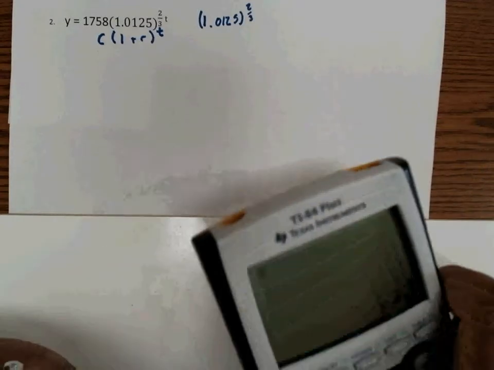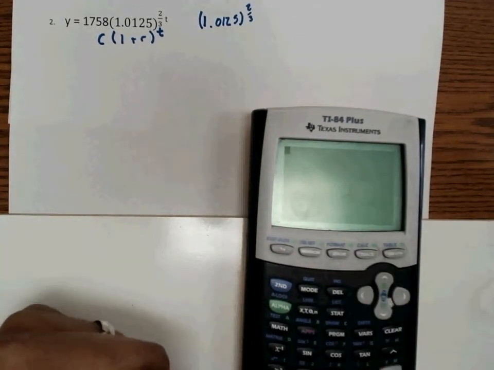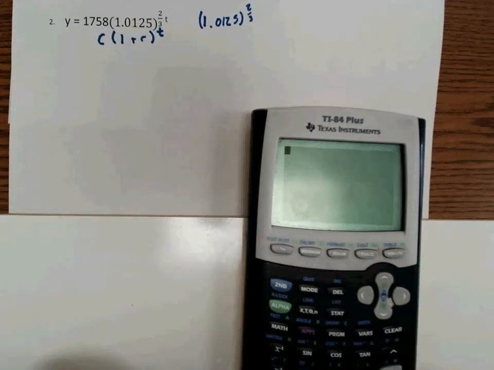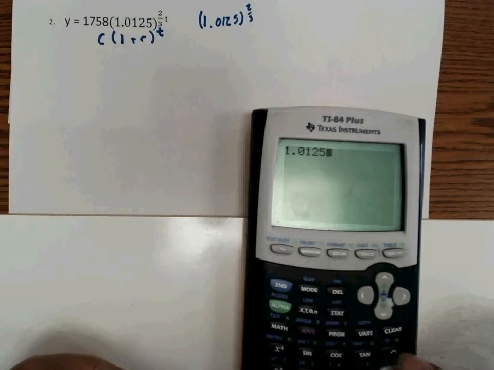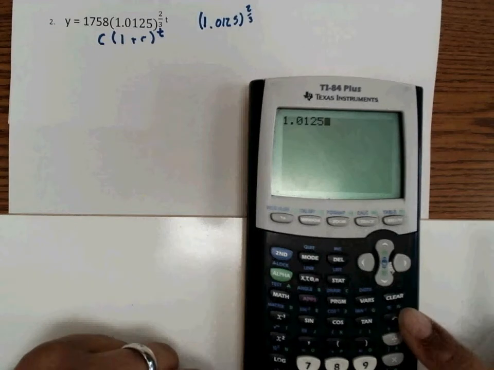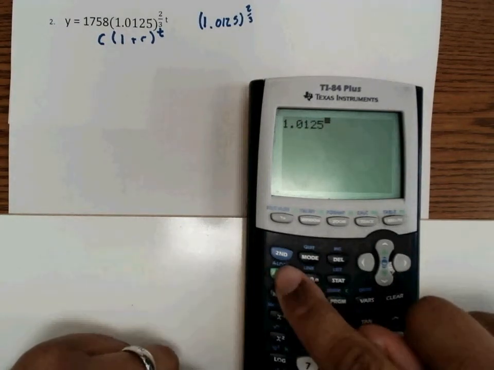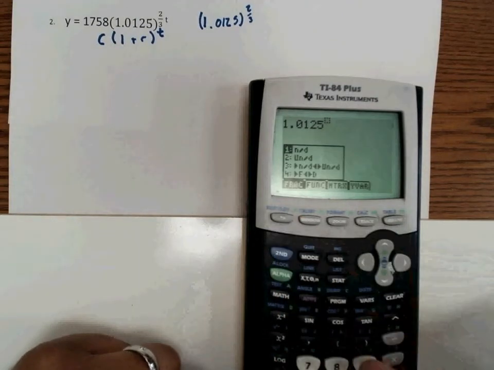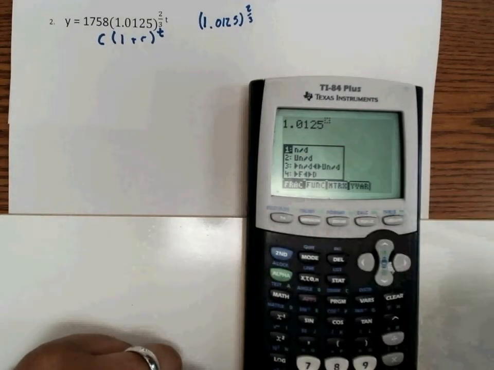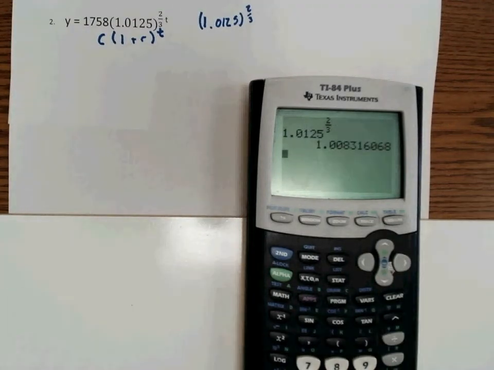Hopefully most of y'all realize that we're going to need a calculator for this. As you can see, I have my calculator here. I'm going to type in 1.0125 and raise it, so I'm going to hit the caret key, right below the clear. I'm going to hit alpha, the green button, y equals, and numerator divided by denominator, number 1, and I'm going to put in 2/3. And we get 1.00831.